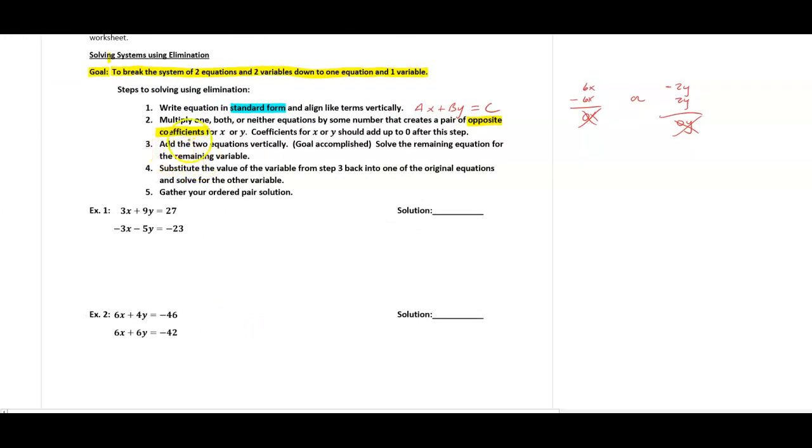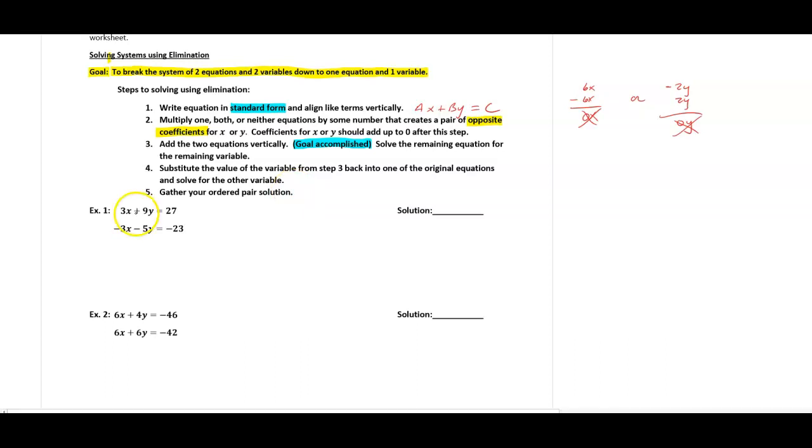Once we have those opposite coefficients, what we do then, right, is we add the two equations vertically. And after this step, our goal is accomplished. Meaning, we now have a system of two equations with two variables broken down to one equation with one variable. And then all we have to do is solve the remaining equation for the remaining variable. Then we're going to substitute the answer we get from step 3 back into one of the original equations and solve for the other variable. And then we gather our ordered pair solution. So let's take a look at the first example.